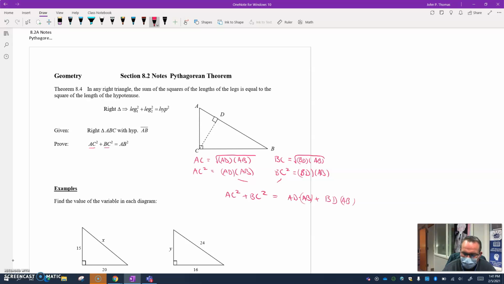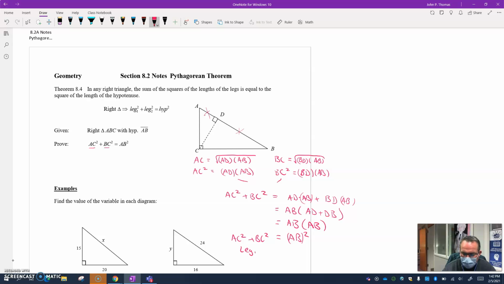All right, now when I look at this, I've got an AB in both of those, so I'm going to factor AB out, and I'm left with AD plus DB. But if I look at my picture, if I add AD, this piece, and BD, this piece, don't I get the full length of the hypotenuse? So I'm going to replace that, and write it as just AB instead of the two pieces added together. Now at that point I have AB squared. All right, so I have AC squared plus BC squared equals AB squared.